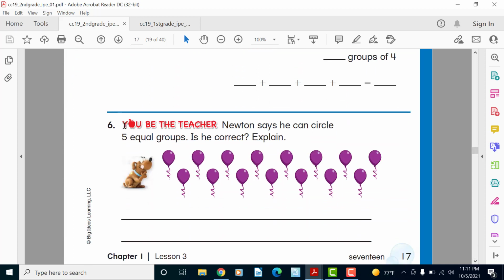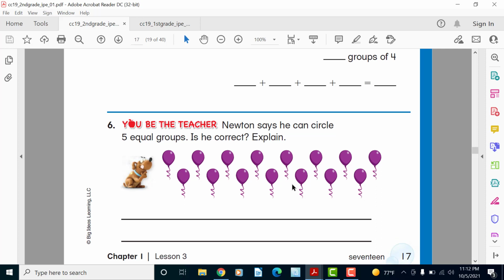Now, this says, you be the teacher. Newton says he can circle 5 equal groups. Is he correct? So try. See, can you get 5 equal groups? Maybe start out with circling groups of 2. 1, 2, 3, 4, 5. That doesn't do it, does it? So go ahead and erase it. Boys and girls, this type is one where you expect to get things wrong. They're planning for you to guess and to have to take a few guesses like a scientist would do to figure it out.